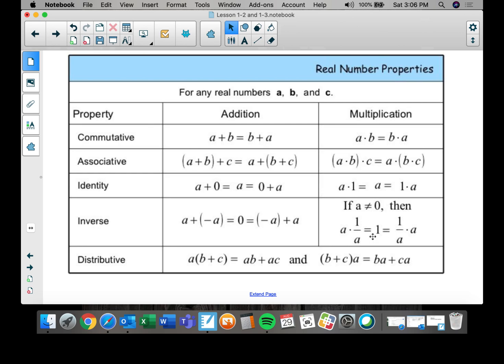Okay? And then finally, the distributive property. If you took A and distributed it, you multiply it in over any addition or over any subtraction, and you'd get the same thing. You've used the distributive property before. That pretty much takes us through section 1.2, the properties of real numbers. Okay, so that's the first part.